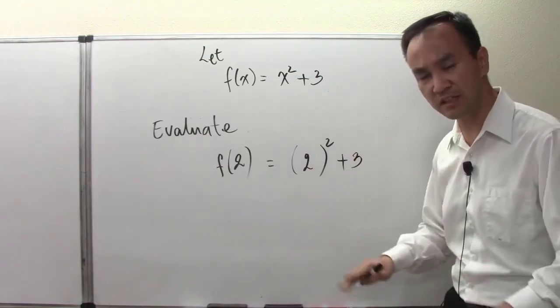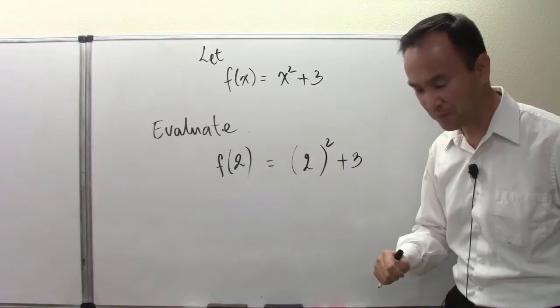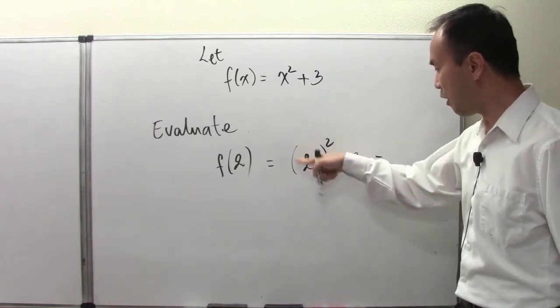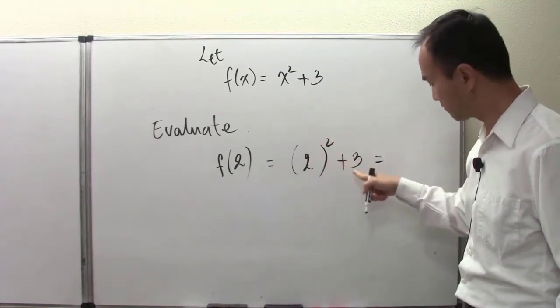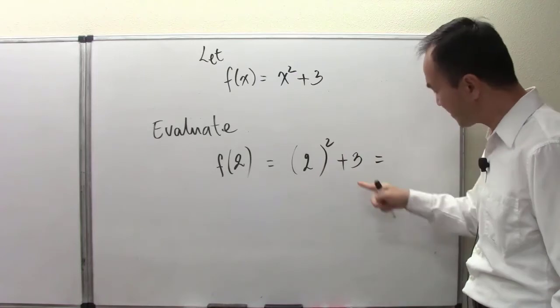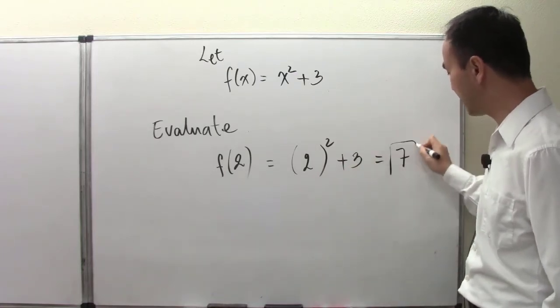Nothing looks unusual. We don't need this lesson for a problem like this. Here it simply says 2 all squared, plus 3. So 2 squared is 4 arithmetically, and then plus 3. So 4 plus 3 is 7. So here's our output.